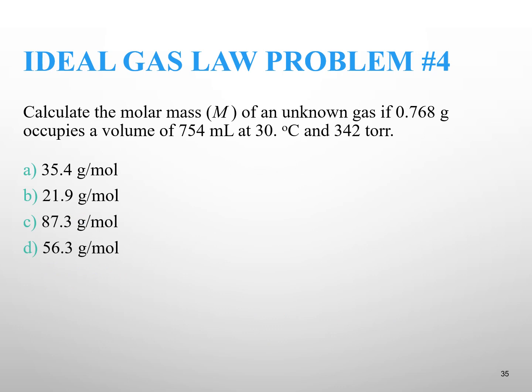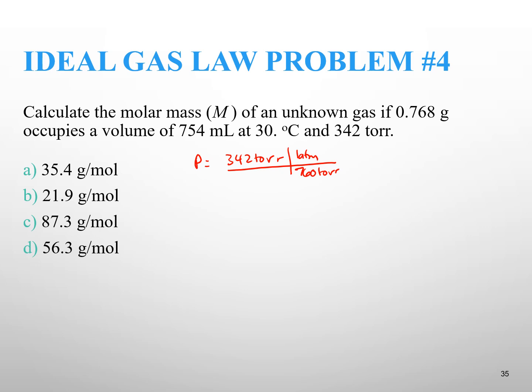Alright, so let's try this question now. What is the molar mass of an unknown gas if 0.768 grams occupies a volume of 754 mL at 30 degrees Celsius and 342 torr? We have to be real careful. We want to turn the torr to atm. Instead of writing 342 torr, my pressure is going to be 342 torr, and I know I have to use the conversion 1 atm is 760 torr. So it's really 342 divided by 760 atm.